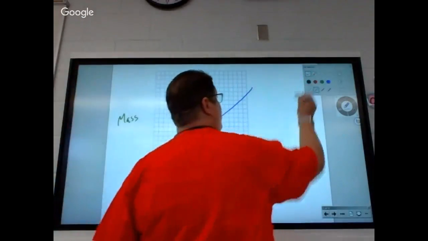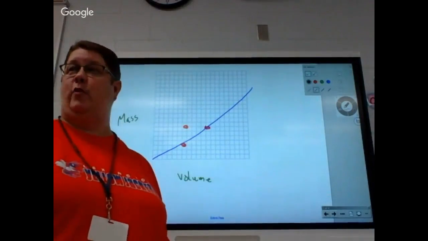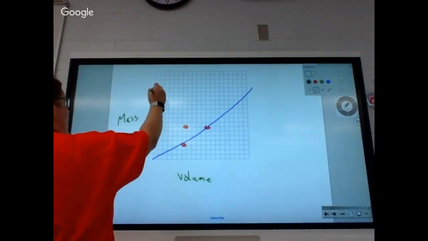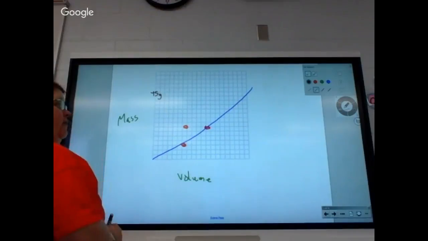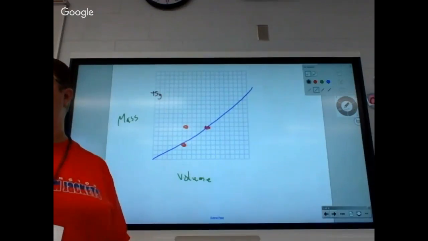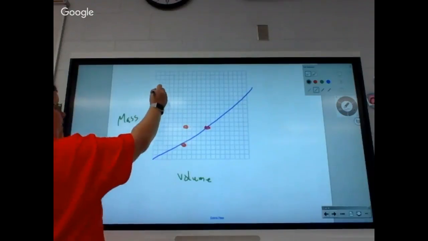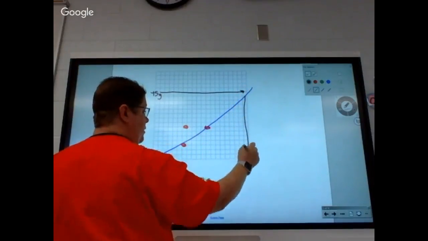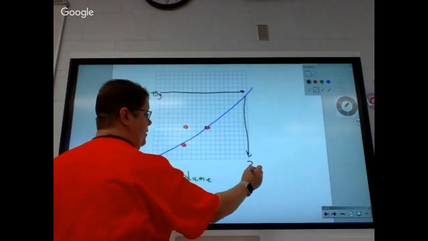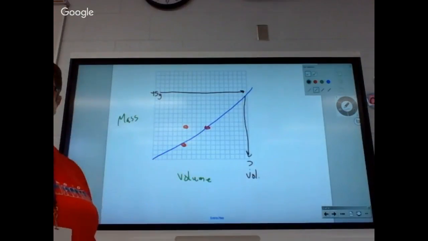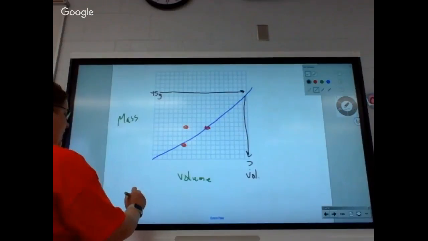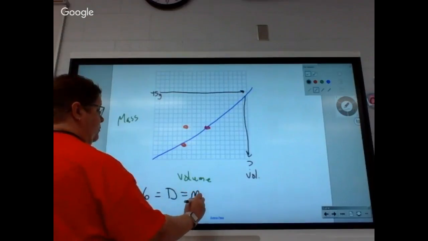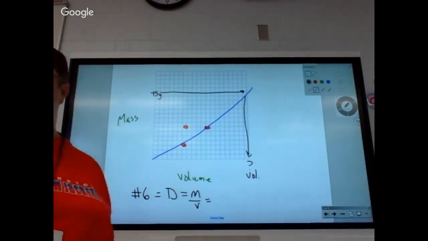Now, when I get to question 5, it says read 45 grams and give you the volume, right? So I'm going to find my 45 grams right here. I want to know the volume. So how do I find the volume at 45 grams? I'm going to where the 45 grams is, and I'm going to read over and then I'm going to read down, and I'm going to find whatever that volume is, and I've got my answer. Okay? When I get to number 6, it says find the density. Density is mass over volume. What do they tell me the volume is in number 6?